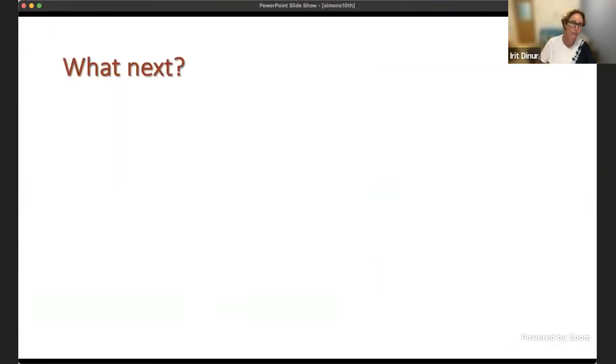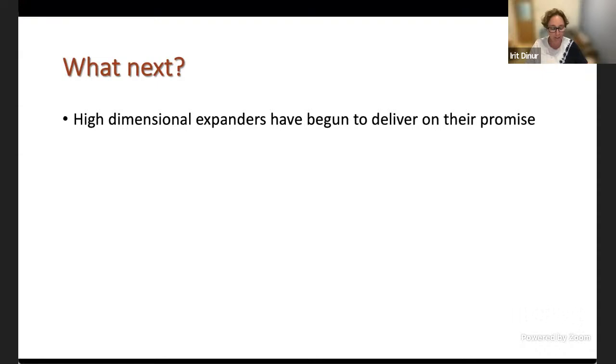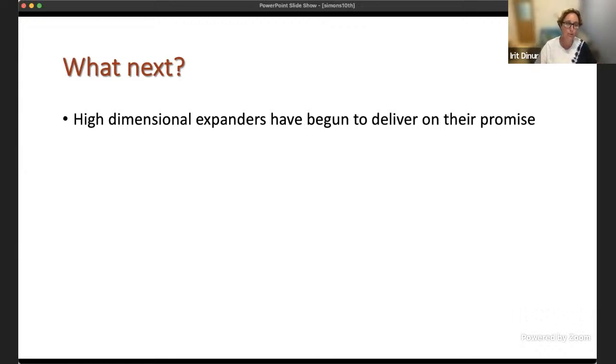Okay, let me finish with talking about what's next. I feel that high-dimensional expanders, of course, are so much less developed than expander graphs, but they have begun to deliver on their promise. They seem to be very interesting objects with some really interesting properties, and I hope that they will find more and more applications in the future.